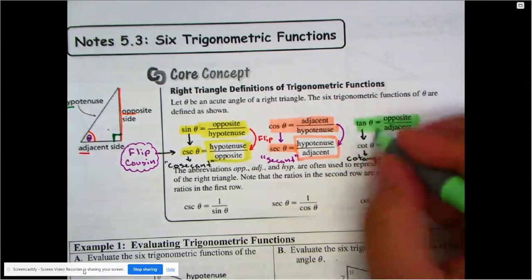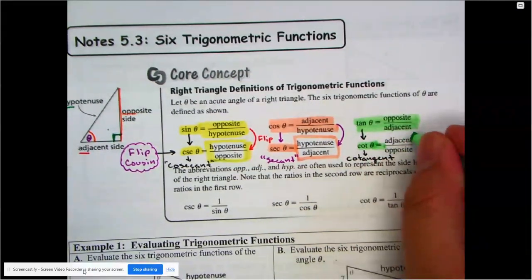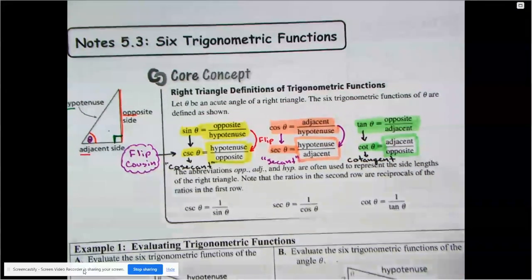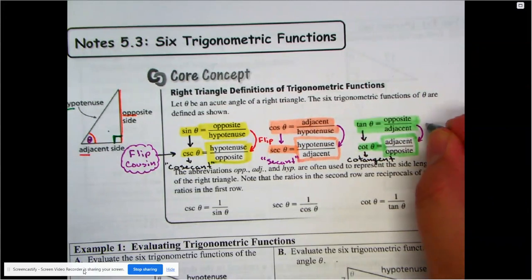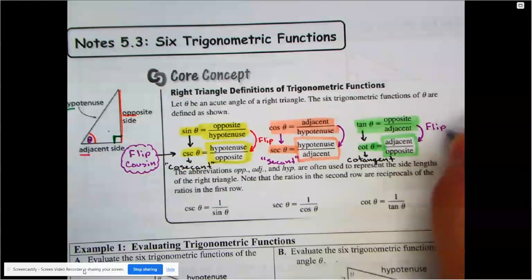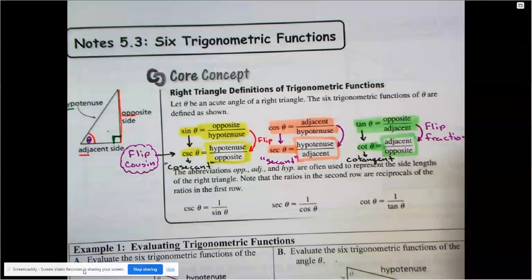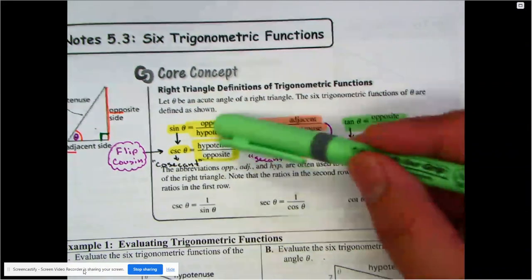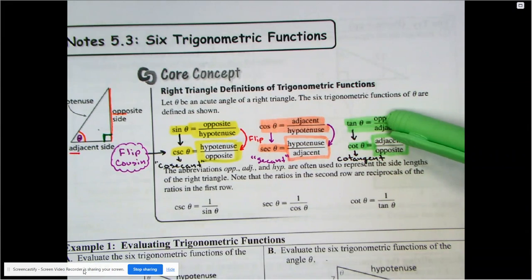And if you look at what cotangent is, all I have to do is flip whatever answer I already wrote for tangent. All I have to do once again is just flip the fraction. That's it. That's why we call them the flip cousin. Each one is related to one of the original trig functions that we've worked with. But then all I have to do is, as soon as I have these three answers, I just flip them over for the cousin.